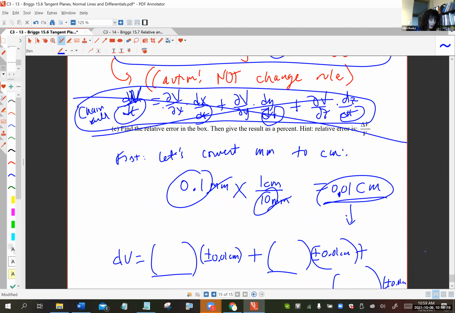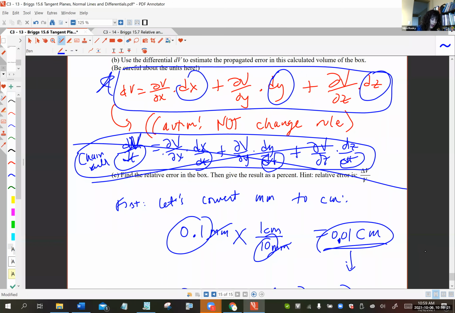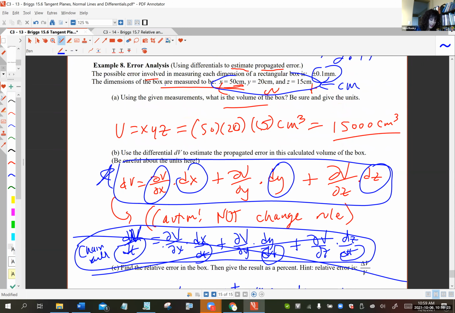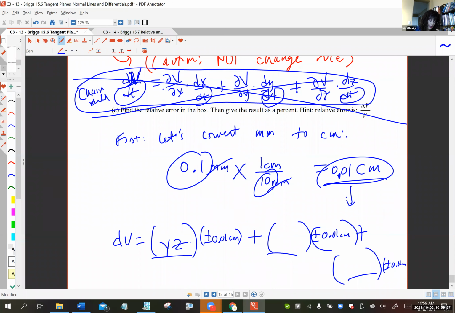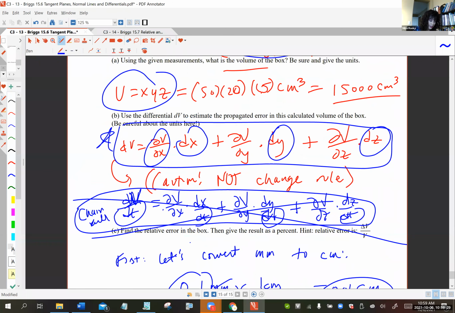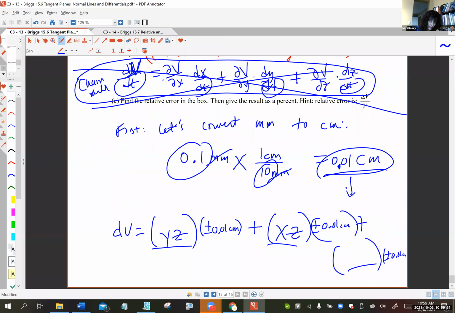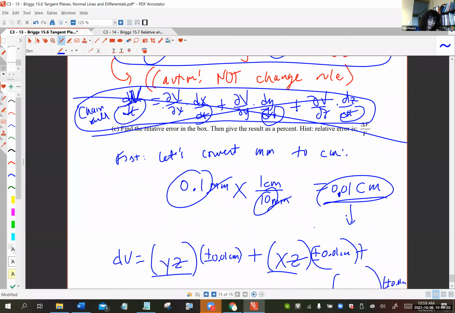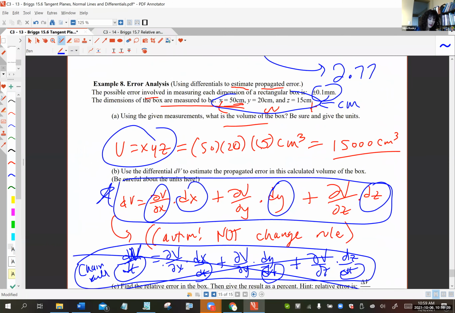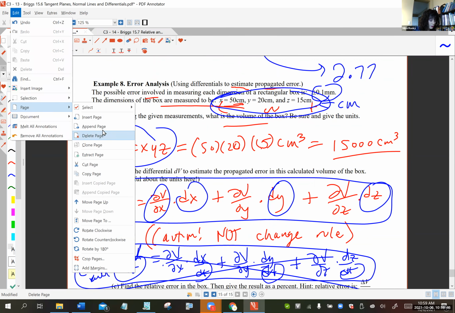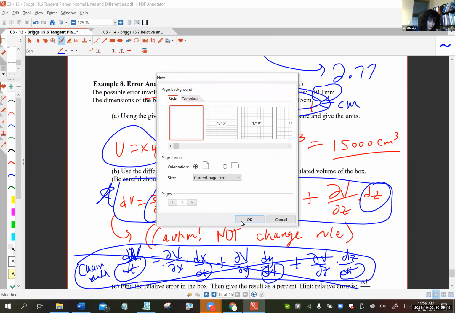We've got to go get these. Well, these are pretty easy to get. dV/dx, if V is equal to xyz, I get yz. dV/dy of xyz is xz, and dV/dz is xy. And then you're going to substitute in the x, y, and z that you measured for your box, and that was 50, 20, and 15 respectively, in centimeters.